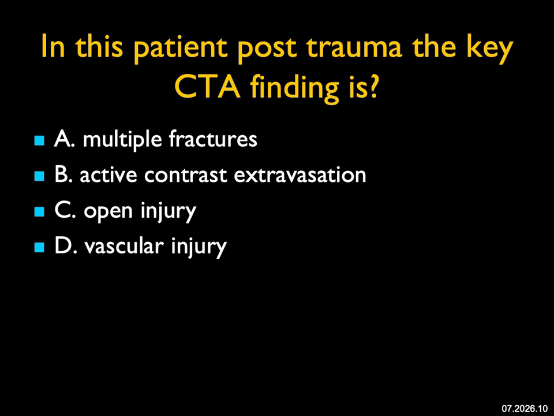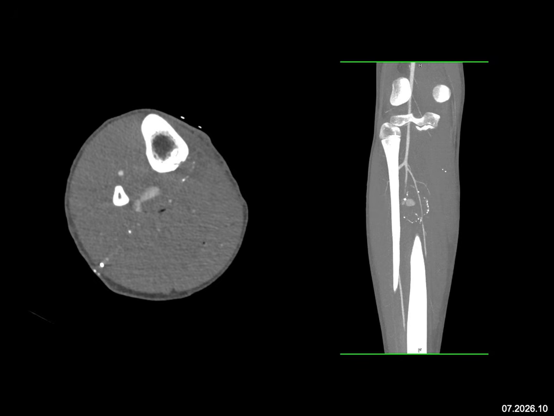In this patient post-trauma, the key CT finding, well, you can follow the images down. This was a CTA. You can see foreign matter in the soft tissue and muscle. You can see air in the muscle. When you look at the coronal, you see the superficial femoral to popliteal, and then you notice the three vessels, posterior and anterior tibial artery and peroneal artery, and you see from the region of the peroneal artery there's a high density blush present, and that blush is active contrast extravasation. That's the key finding here.